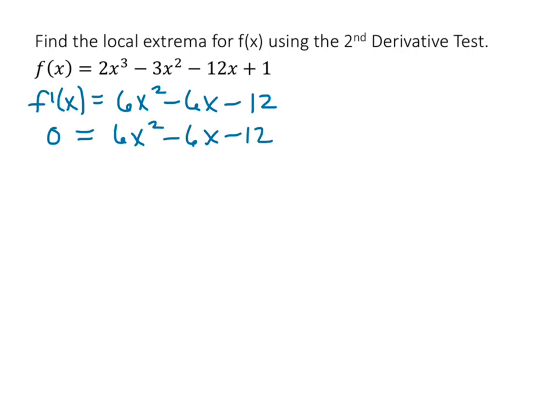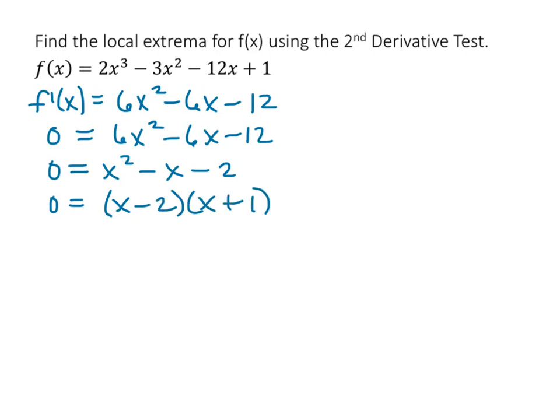You can divide the entire equation by 6 on each side. 0 will equal 2 times x squared minus x minus 2. Factor the equation. Set each factor equal to 0, isolate the x, and you will get the x values of 2 and negative 1. These are the same critical values found in my other video. These are the critical values where the first derivative is equal to 0. Now the work will look different because we will perform the second derivative test.